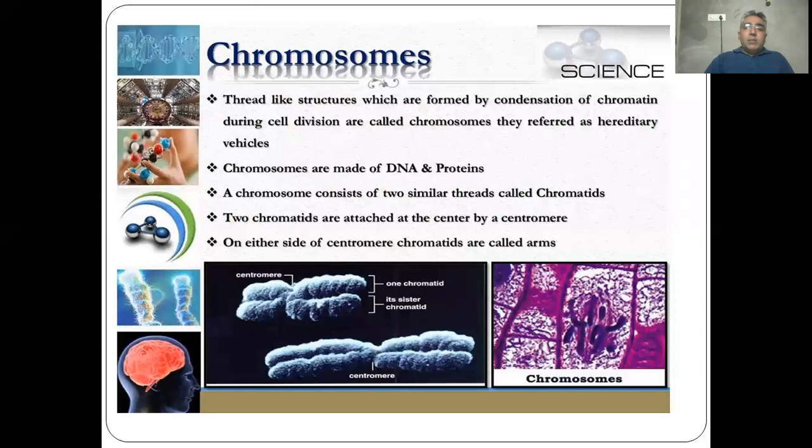Chromosomes are thread-like structures formed by the condensation of chromatin during cell division. They are referred to as hereditary vehicles. Chromosomes are made up of DNA and proteins. A chromosome consists of two similar threads called chromatids. Two chromatids are attached at the center by the centromere. On either side of the centromere, the chromatids are called arms. Here you can see the structure of the chromosome, in which the center round structure is known as the centromere, and its two arms are known as chromatids.